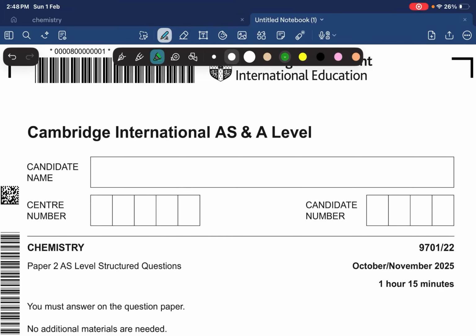We're going to be solving Cambridge International AS and A Level Chemistry, Paper 2 AS Level Structured Questions, October-November 2025, Paper 22.